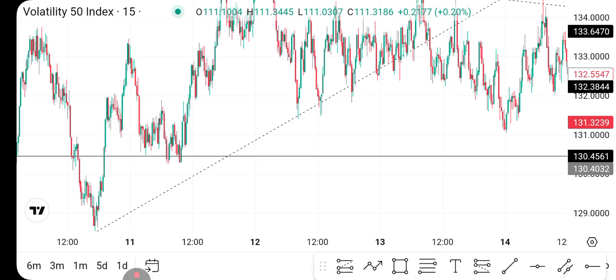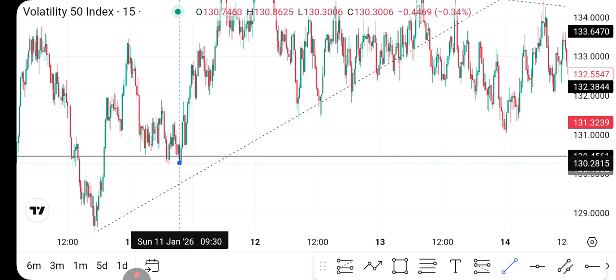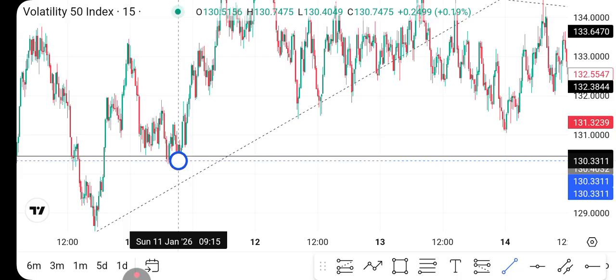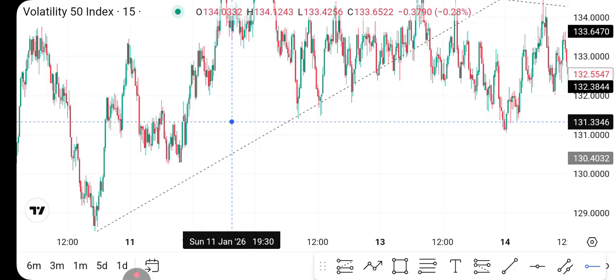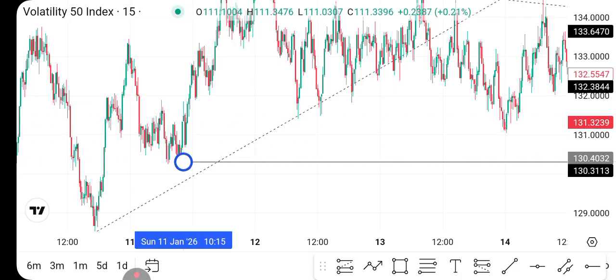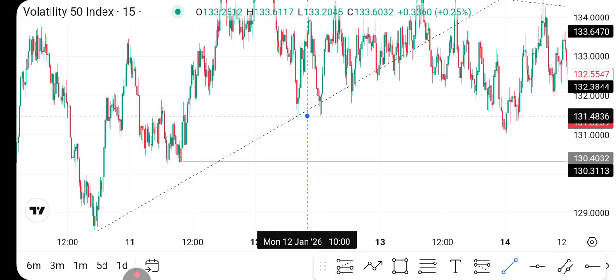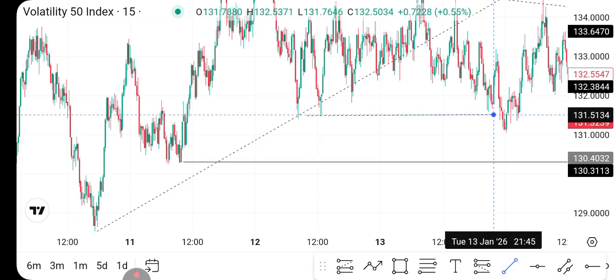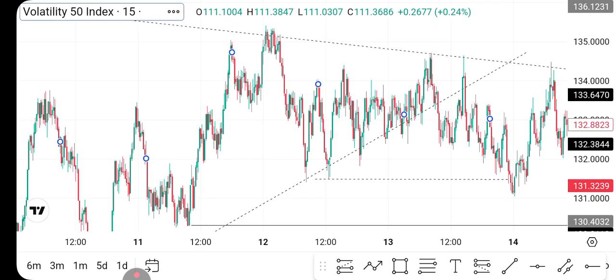So I'm expecting price to go below this before we start looking for sells, right? Not this, not this. Price to go here. But price has done the first break of structure here already. First break of structure, so I can still look for entries from here.